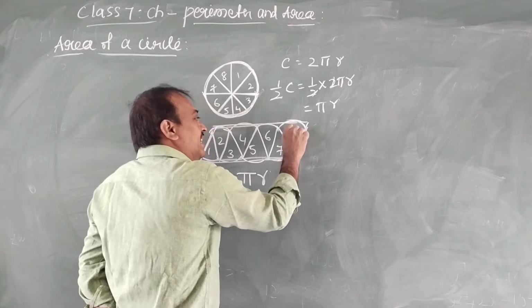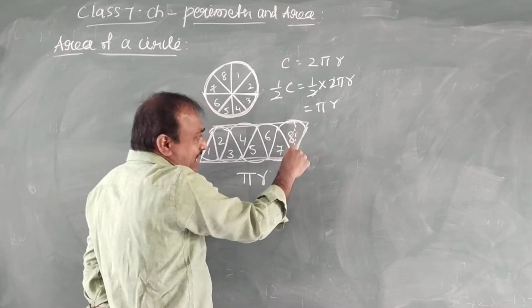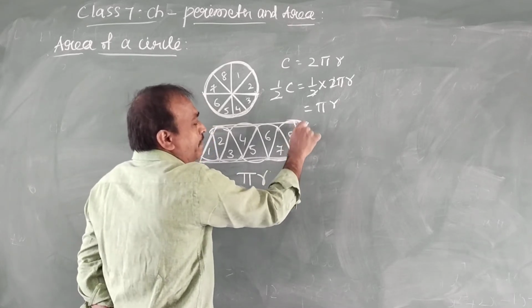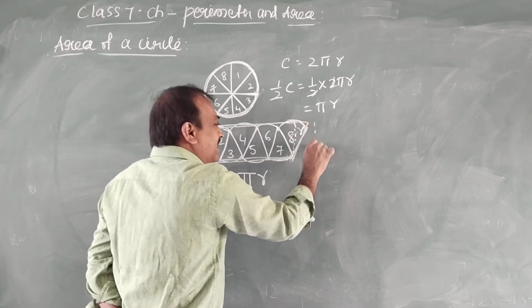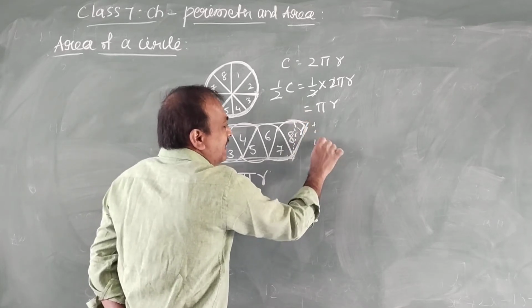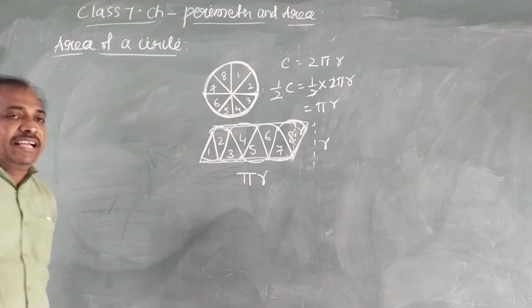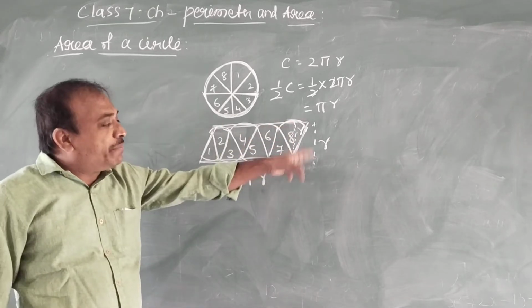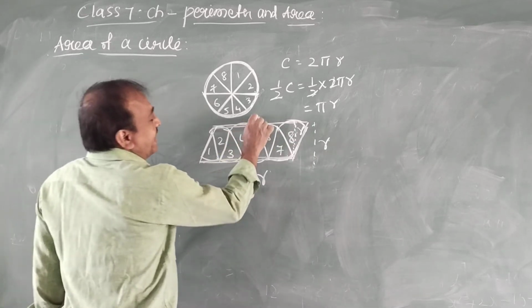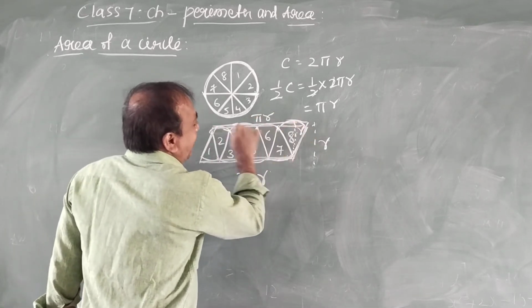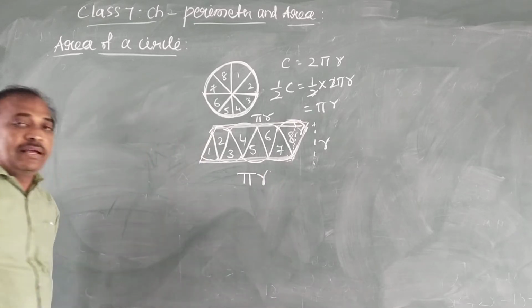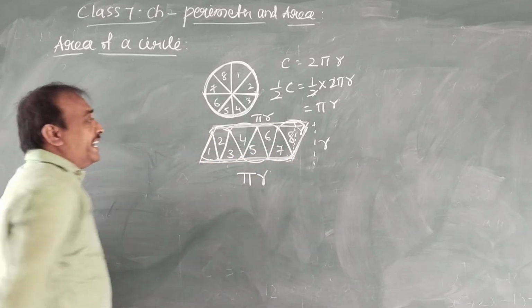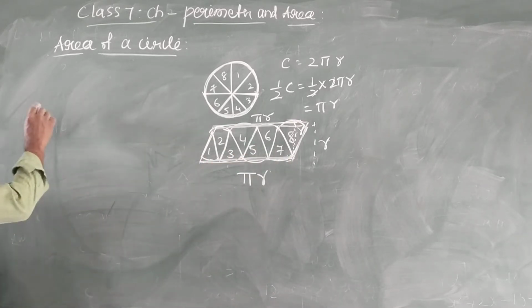From here you can say that this is the radius. Even this is also the radius. So this is r, so the height is the radius. So in the parallelogram, the length is pi r, and the height became r, that is the radius. This is pi r, the total length, and this is also the length. And the area of the parallelogram is base into height.